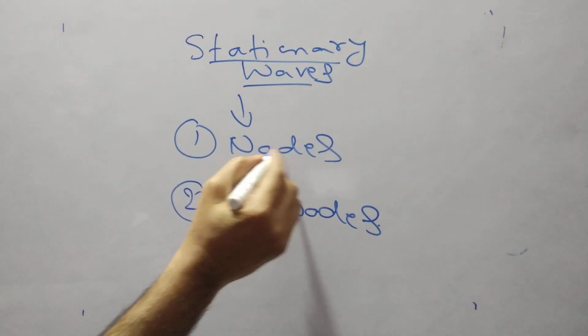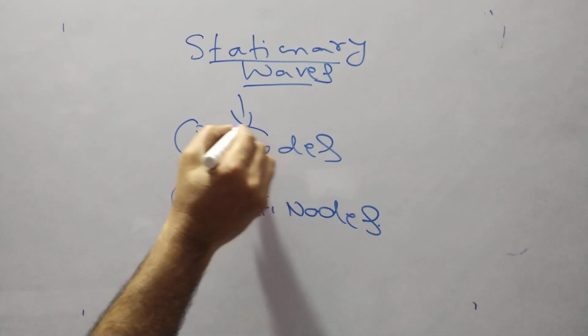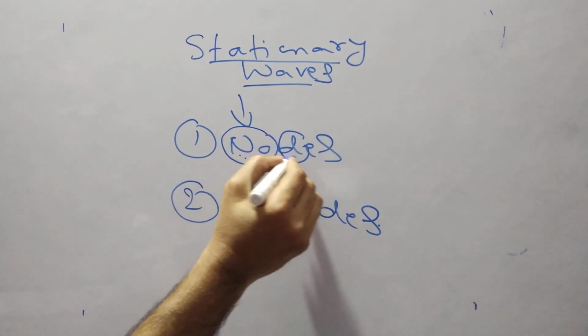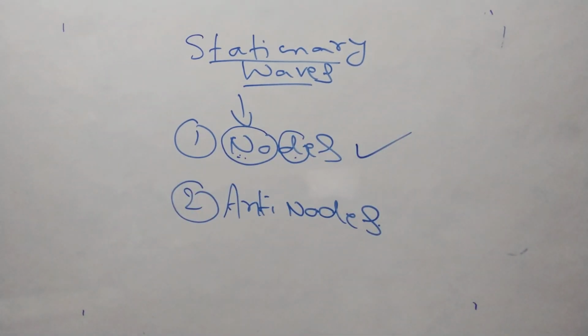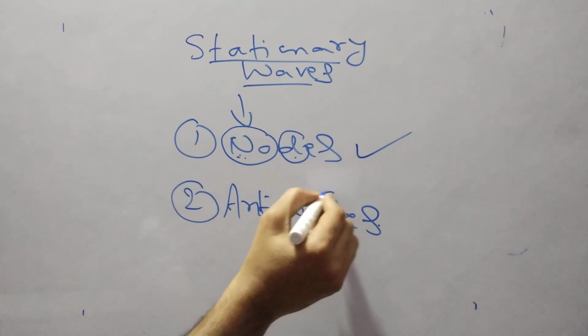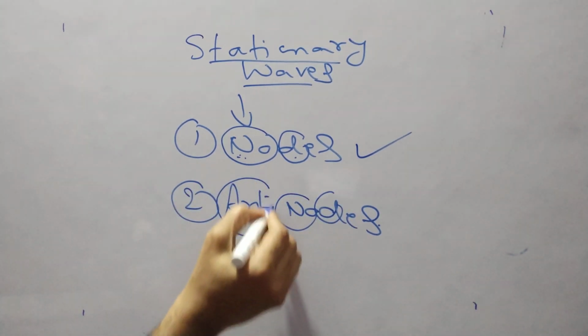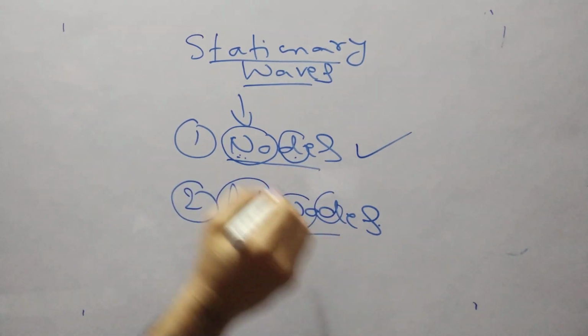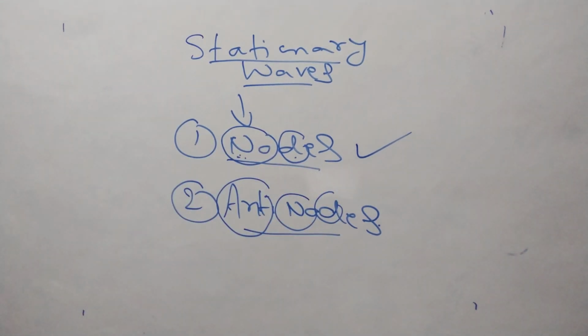Now see this one. Nodes means no displacement. No displacement is nodes. Anti means we have to take the reverse, so we have to take the displacement. So that is the meaning of nodes and antinodes. Now I will show in the figure here.